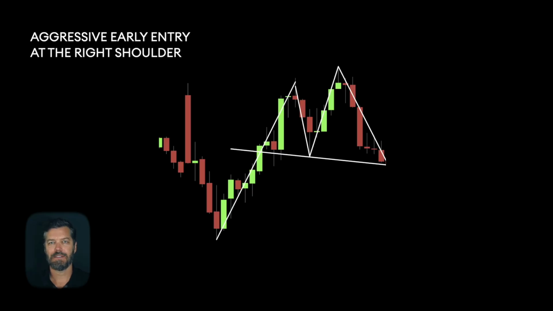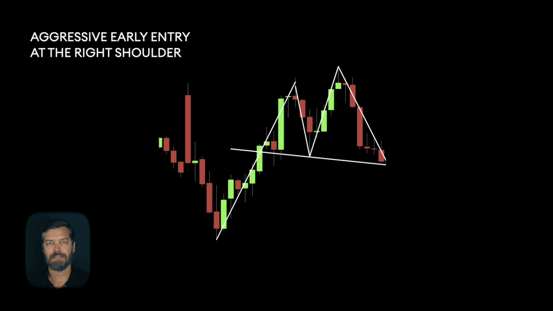Next, let's explore the third variation. Typically, traders wait for the pattern to fully form and take a trade once the neckline is broken. However, there's a more advanced strategy that involves taking an early, aggressive entry right at the right shoulder of the pattern, allowing you to anticipate the trend change before the neckline break.